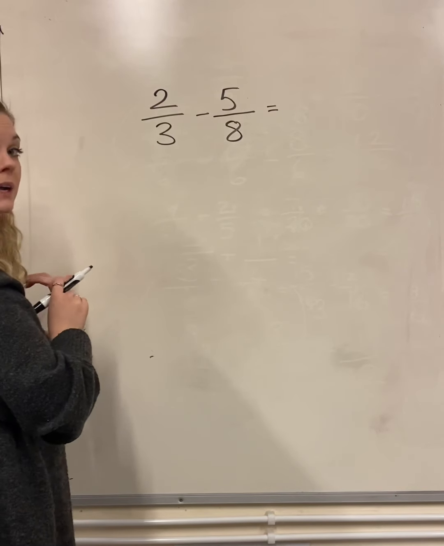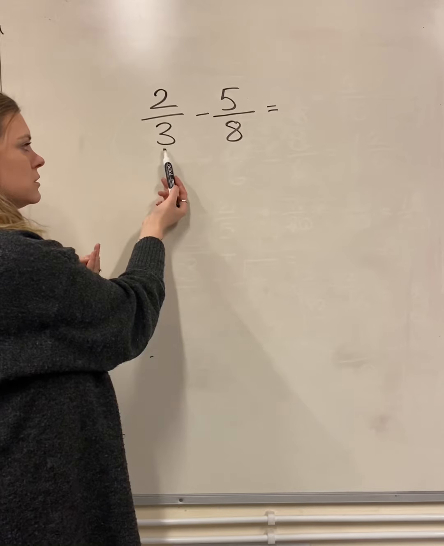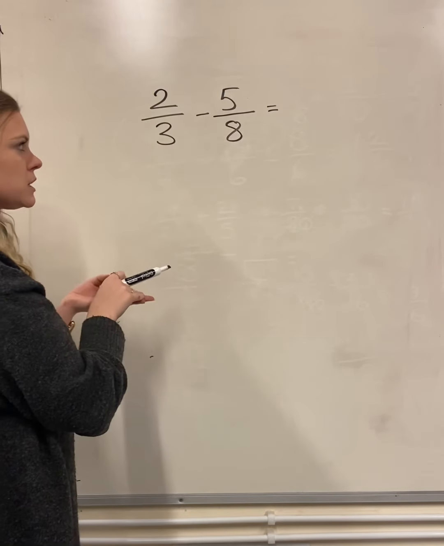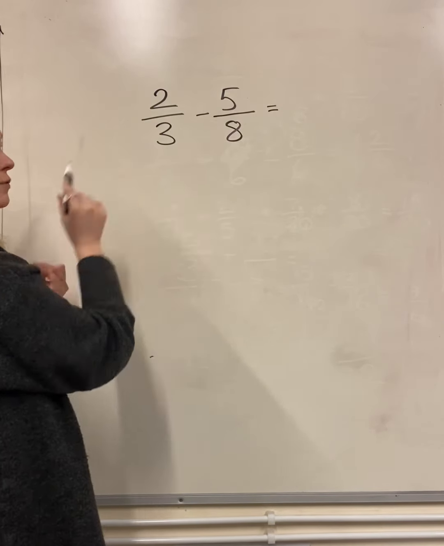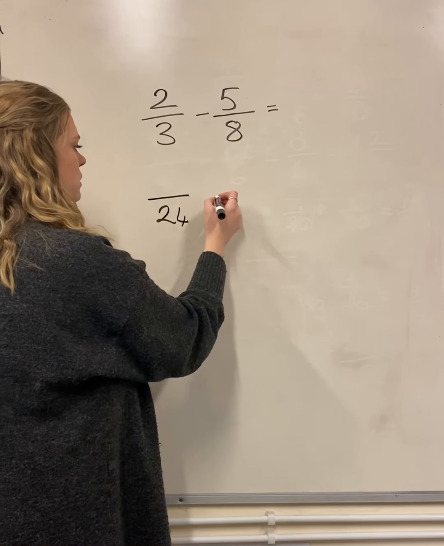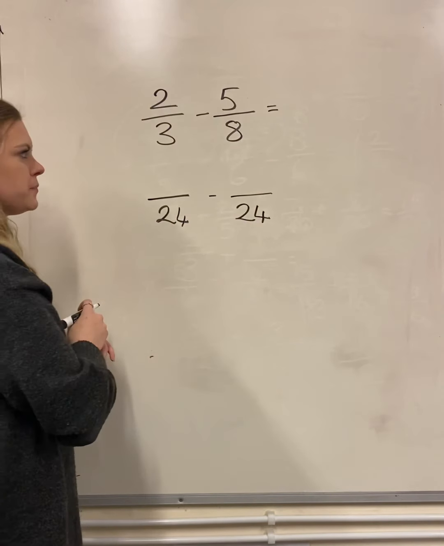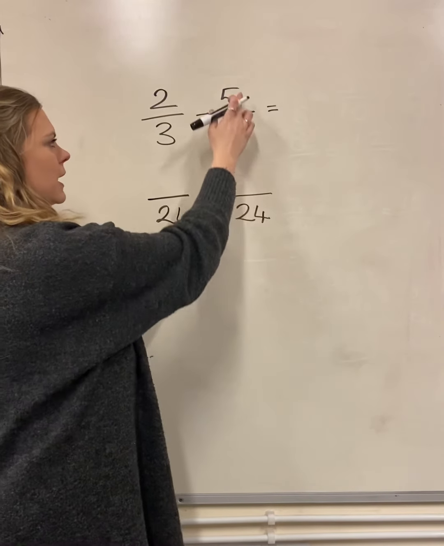So you can think in your 8 times table, you've got 8, 16, 3 doesn't go into 16. Next one would be 24. 3 does go into 24. So I'm going to use 24 as my denominator for both. Now, whatever I've done to the bottom, I need to do to the top.